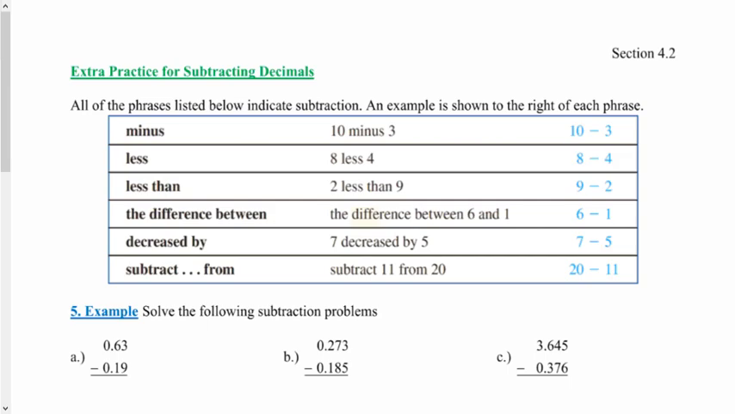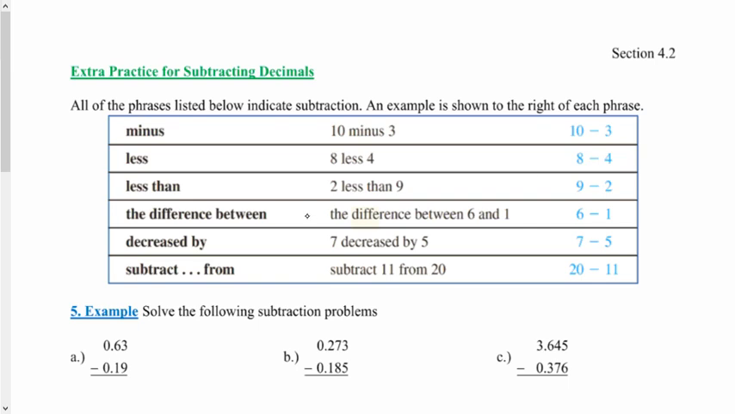Okay. A few words to keep in mind, just like before, a few of these are going to kind of mean you're swapping things around. Minus 10 minus 3, we just write it in that order. 10 minus 3. If you see less, 8 less 4. Now this is kind of a weird one. It's not as common for us to say this. At least I don't know many people that say it that way, but it is still appropriate. 8 less 4 means starting with 8 and then take away 4.